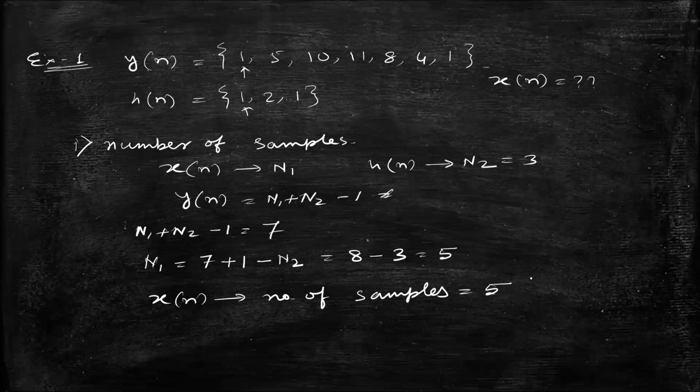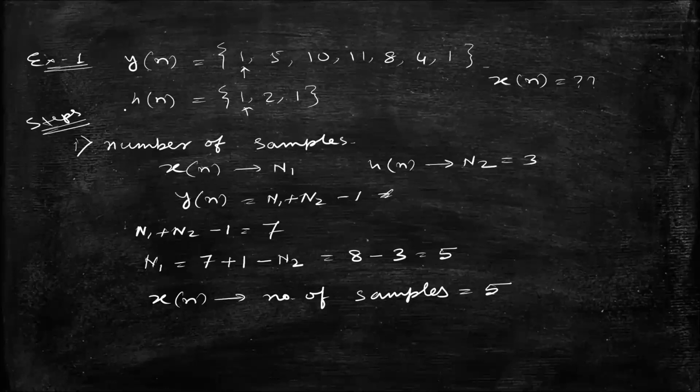This is the first step. These steps you have to remember. In the first step, I have to find out what should be the number of samples in the input sequence or input signal, so the number of samples of x of n equals 5.